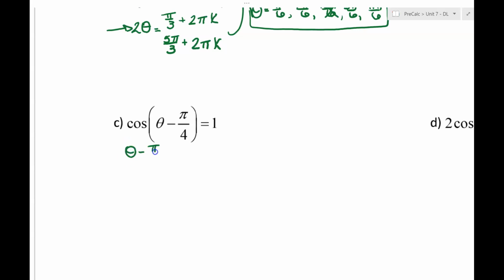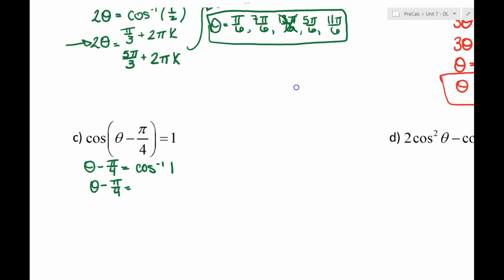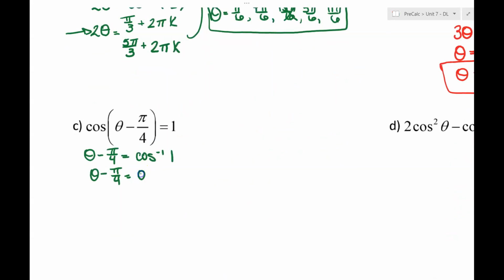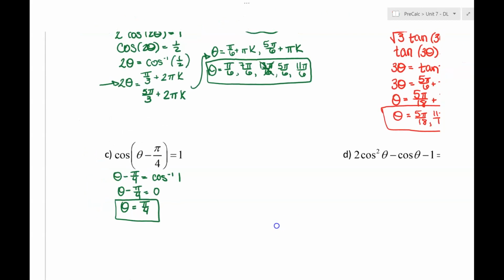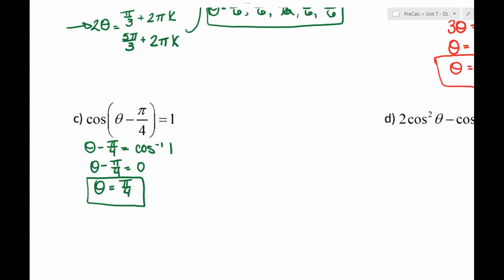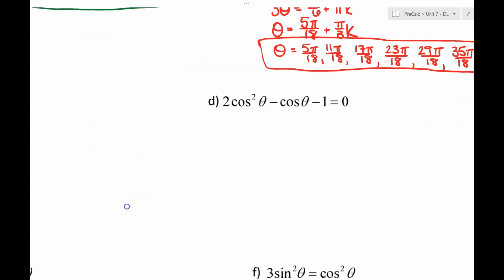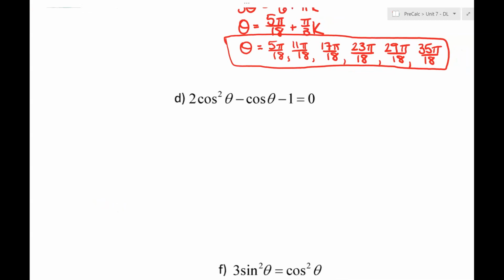So theta minus pi over 4, like we did in the previous 2 ones, is equal to the inverse cosine of 1. Well, where is cosine 1? There's just one location within the restrictions we were given from 0 to 2 pi, and that is at 0. So then we need to solve for theta. So theta is equal to pi over 4. That's it. I know you guys like that one, huh? The only time that we need to do all this fancy stuff with the period is when there is a horizontal stretch or compression.